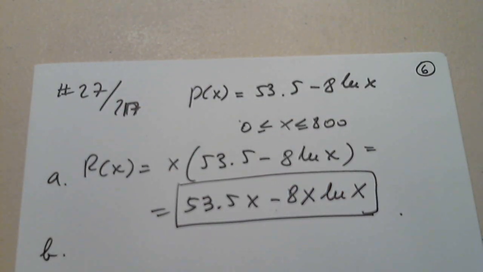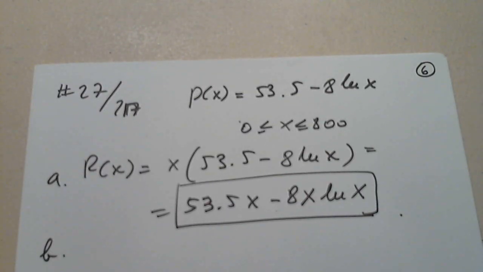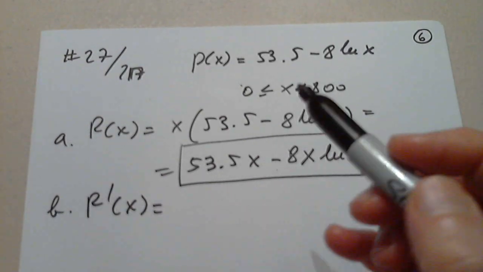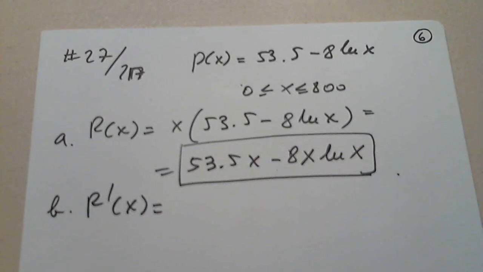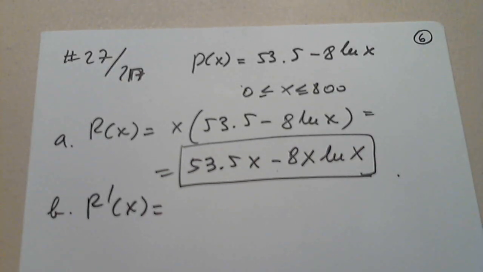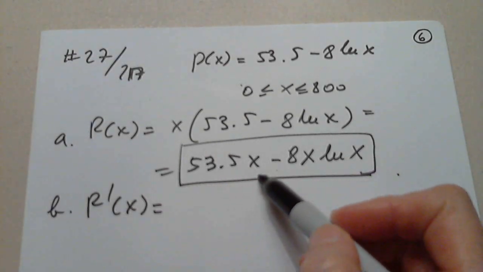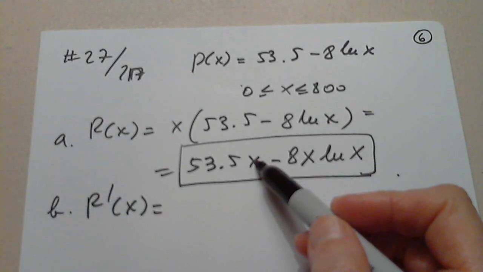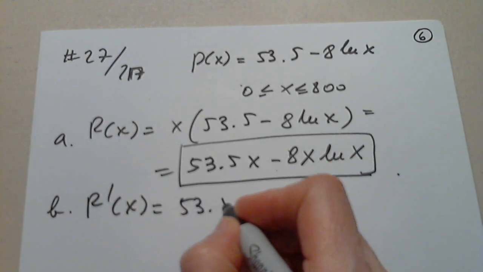Part B. Stop me if you have questions, please, anytime. Part B. Find the marginal revenue. Okay, so now we are ready to differentiate. R prime of X. Can anyone differentiate for us the first part? 53.5. Of course, thank you very much.